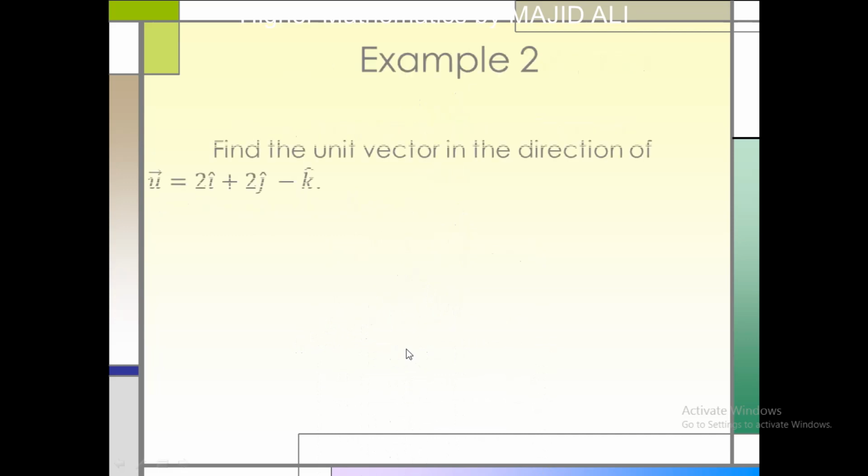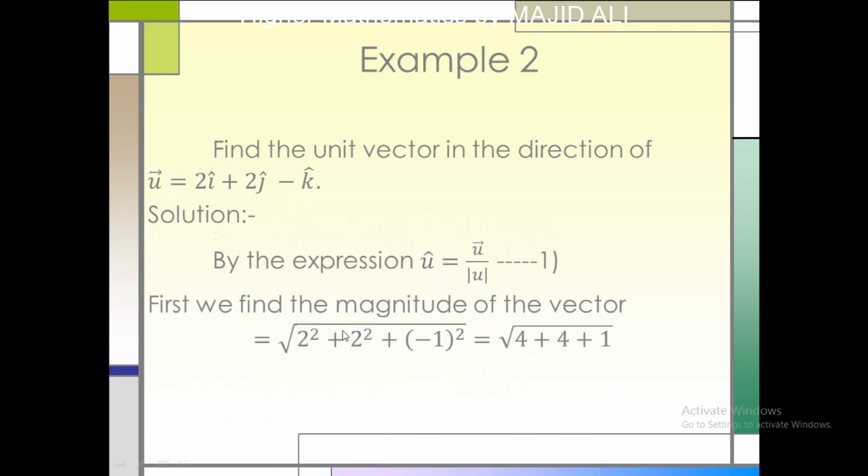Next, here is example 2. Find the unit vector in the direction of vector a equal to 2i unit vector plus 2j unit vector minus k unit vector. The solution is similar: we have a unit vector u which is equal to vector u divided by its magnitude.